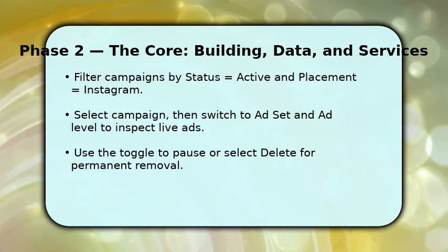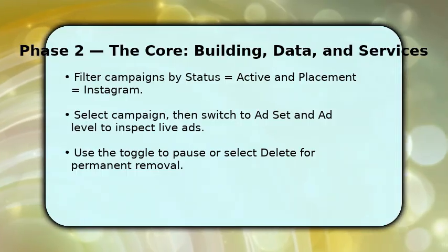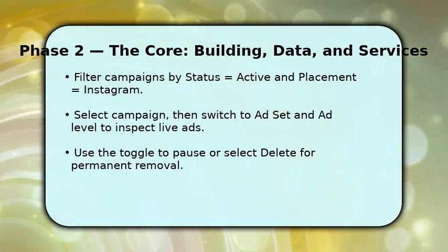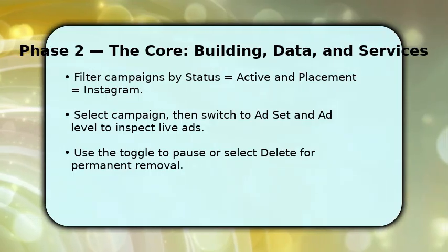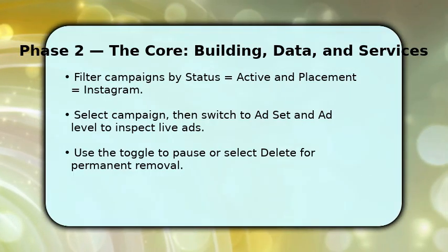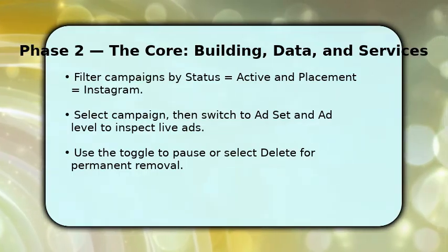You now locate the active campaign targeting Instagram placements. Filtering by status and placement narrows results quickly. Once you open the campaign, drill into the ad set and ad level to confirm which ads run on Instagram. This avoids stopping unrelated ads.